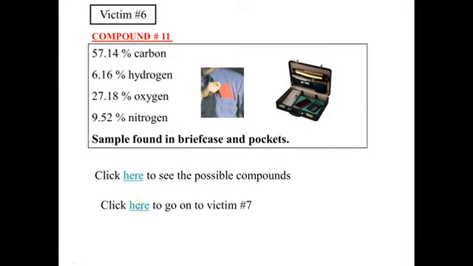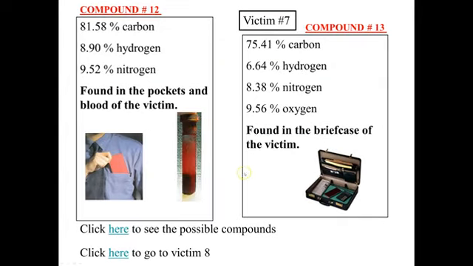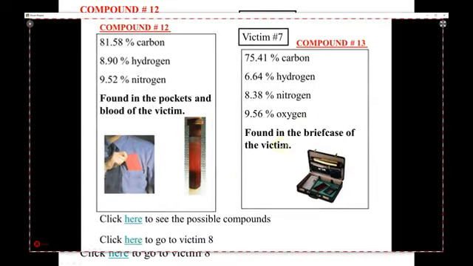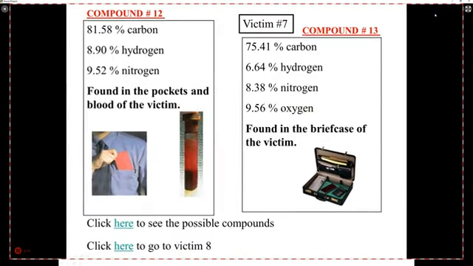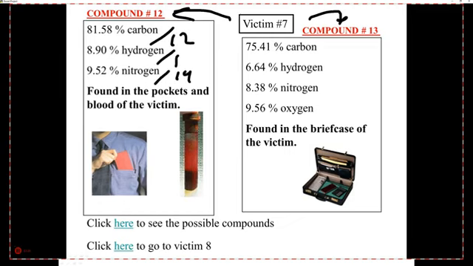Let's look at compound number 11 on victim number 6. Let's look at victim number 7. 2 compounds found on victim number 7, compound number 12 and 13. Compound 12 is really easy. Divide this by 12, divide that by 1, divide that by 14. Figure out the formula. And compound 13, you're going to get 10.5 for carbon, 11 for hydrogen, 1 for nitrogen, and 1 for oxygen. And you need to multiply them by a 2 to get whole numbers.